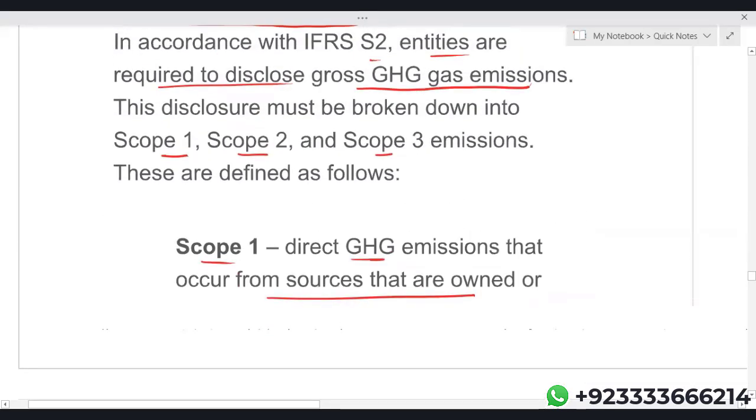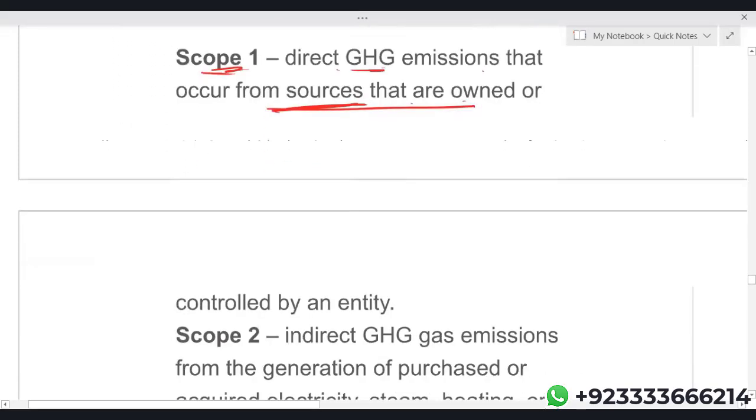Scope 1. Students, please try to memorize this: scope 1, scope 2, and scope 3. Just an example. You are the owner of a car. So obviously you are using the car. If you're using the car, it means that is scope 1, direct greenhouse gas emissions that occur from sources that are owned or controlled by an entity. Just an example, let's say you have an assembling plant and that particular assembling plant is emitting CO2. So that is scope 1.